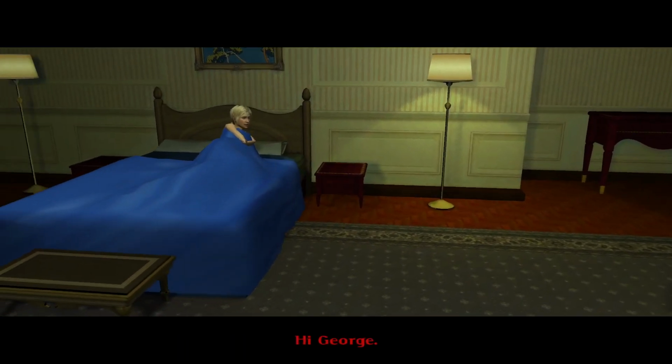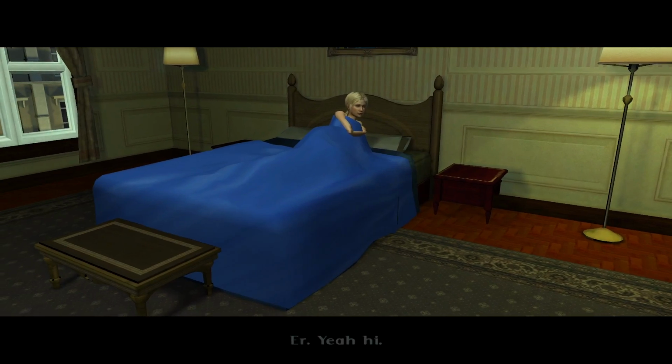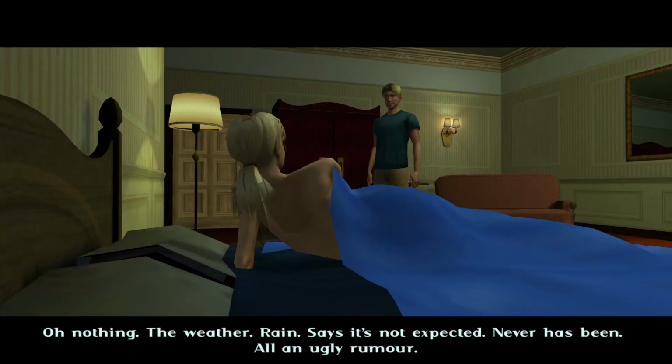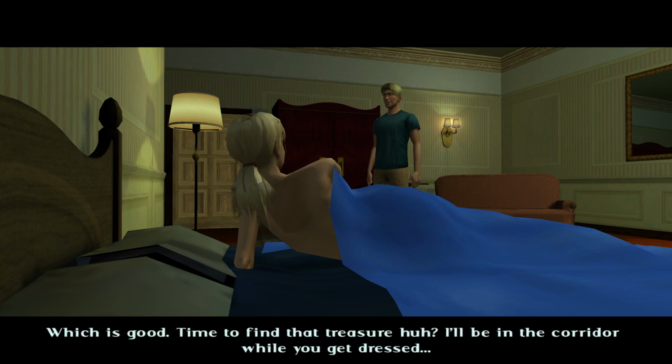Magic closing door. George. Yeah, hi. What a sweet waiter. What was he saying? Don't worry about it. Oh, nothing. The weather. Rain. Says it's not expected. Never has been. All an ugly rumor. Which is good.